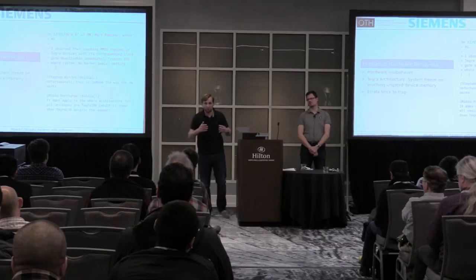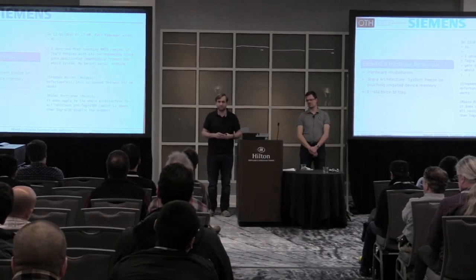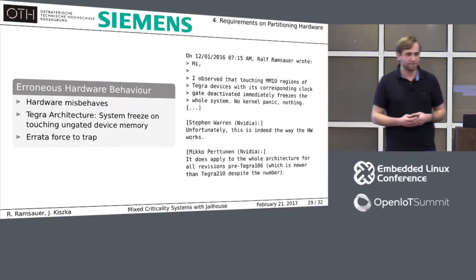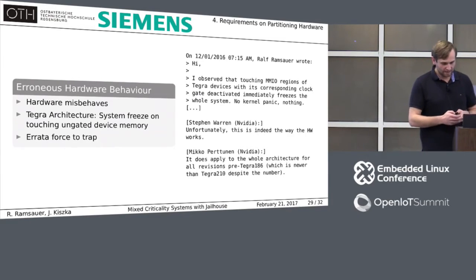And we need to be aware of that, because when someone ungates a clock, we need to hide the physical memory pages from that guest so that we can prevent the whole architecture from standing still, because an uncritical cell must not influence a critical one.